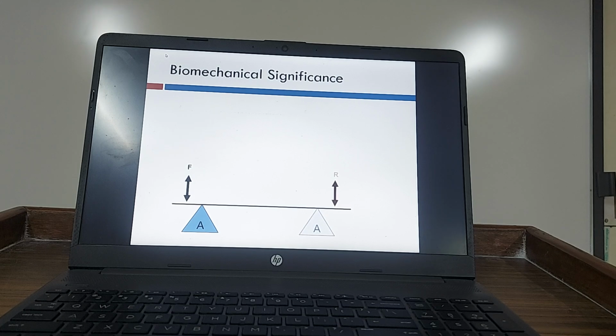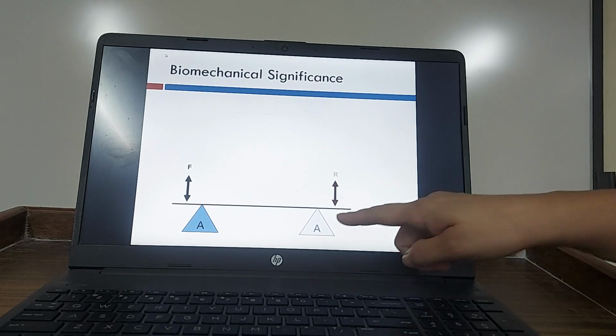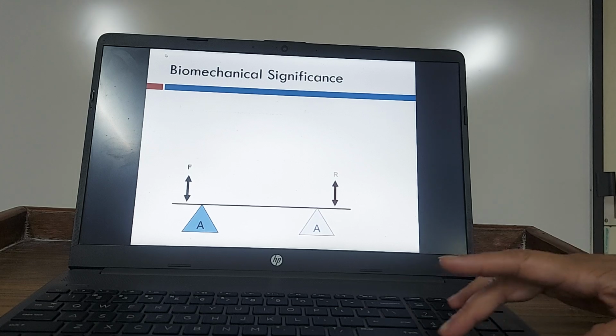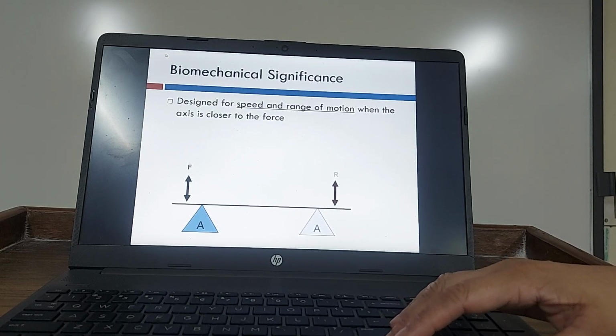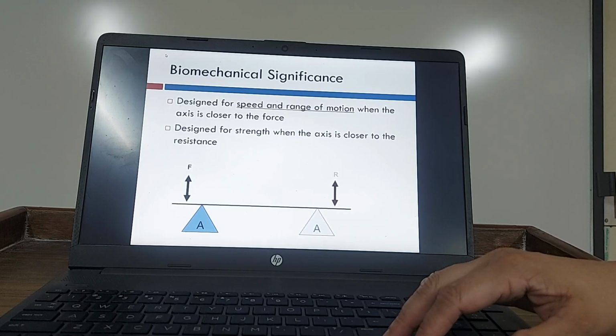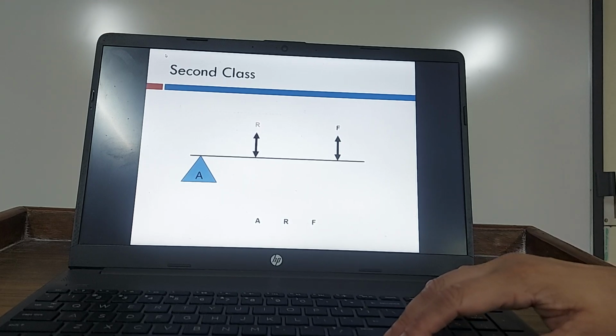That means I can use these kinds of exercises to increase the range of motion and to increase the speed of motion. Fine. Now, in the second case you see the axis is near to the resistance arm. What I can do is, here the effort will be more, and the resistance arm is less. So these exercises can be used for strengthening. So this is designed for speed and range of motion when the axis is closer to the force arm, and designed for strength training when the axis is closer to the resistance arm. Is this clear? Yes. This point is clear.